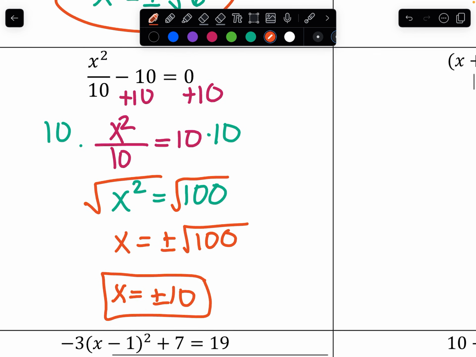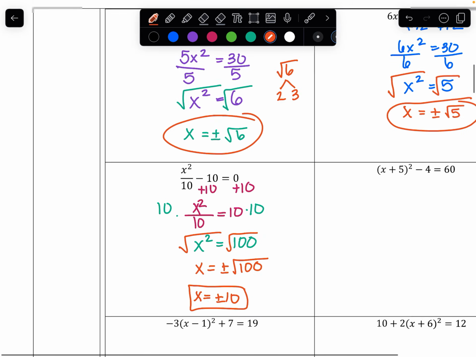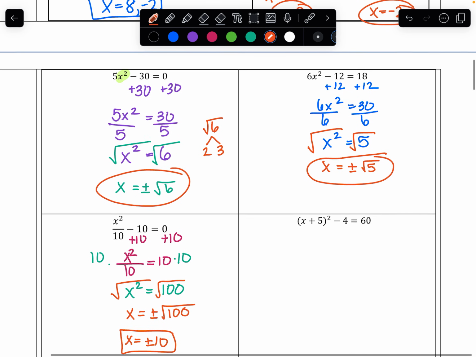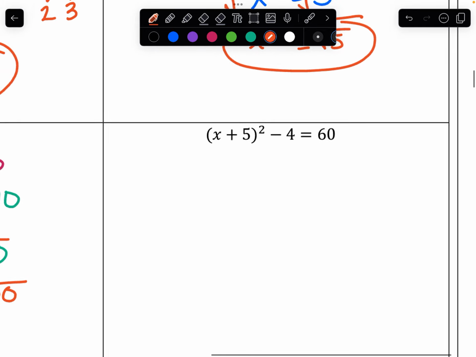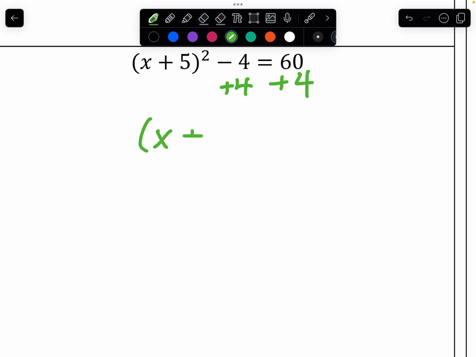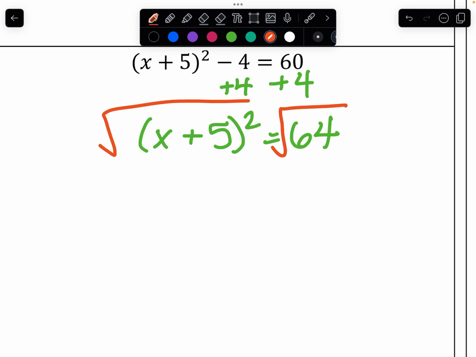Okay, so that's where these terms are missing a bx term. Those were all the examples. What we're going to see now is where we're more closely looking like vertex form. And so what we do is we're going to add 4 to both sides, which will give us x plus 5 squared equals 64. We're then going to square root both sides because we're going to have to get rid of that exponent first before dealing with what is inside of our parentheses.